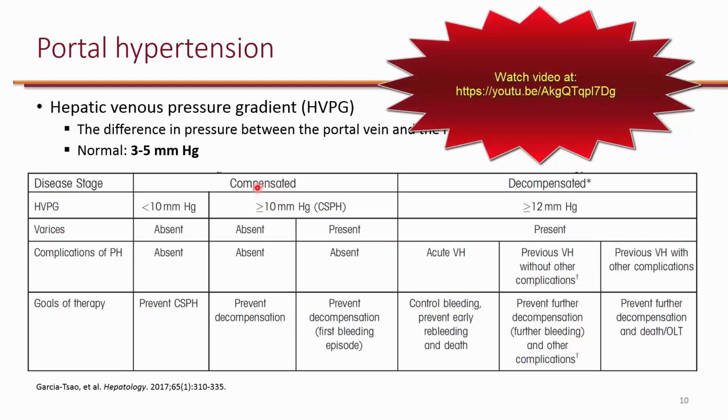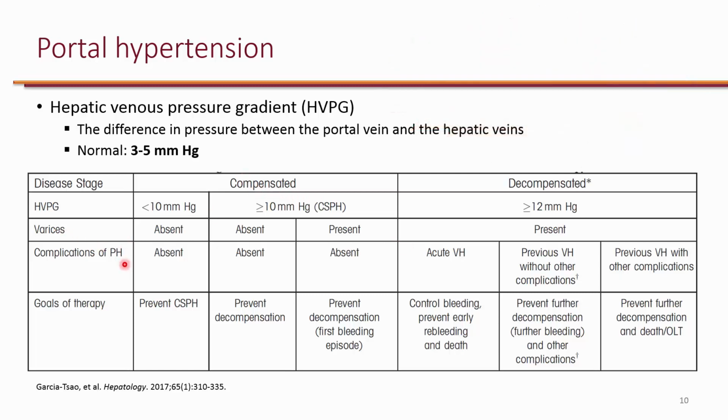Now, when we say compensated portal hypertension, note that there are no complications. Complications of portal hypertension are absent, whereas you will have complications when it's decompensated. Those complications include acute variceal hemorrhage or bleeding, and also previous variceal hemorrhage without other complications, or previous variceal hemorrhage with other complications.